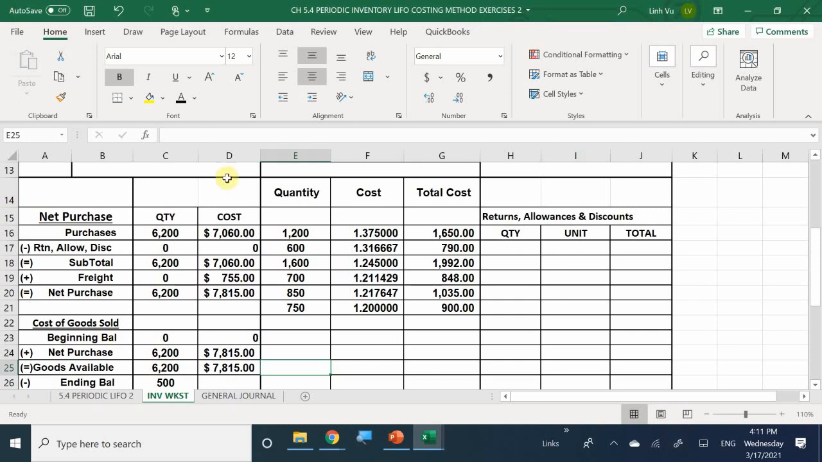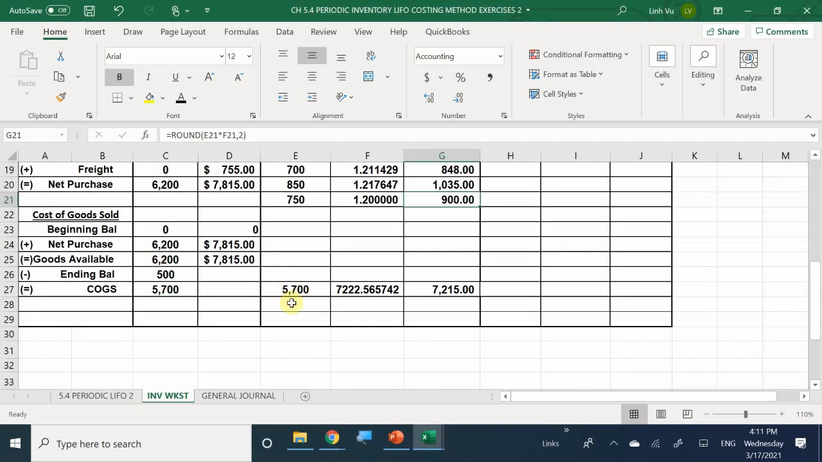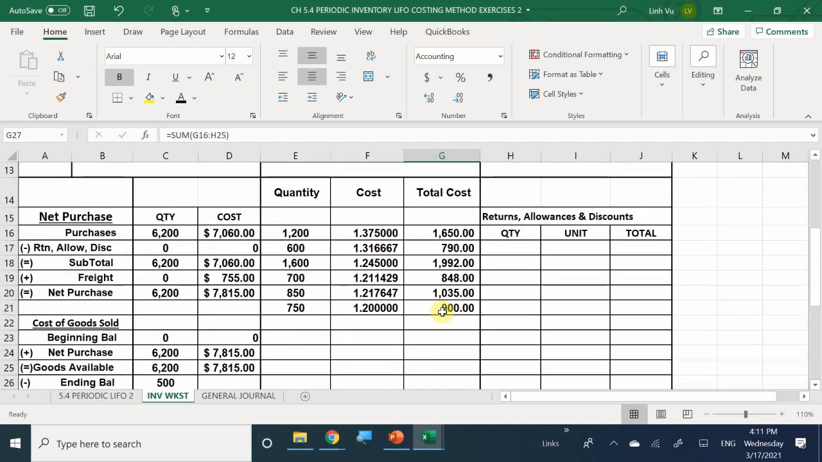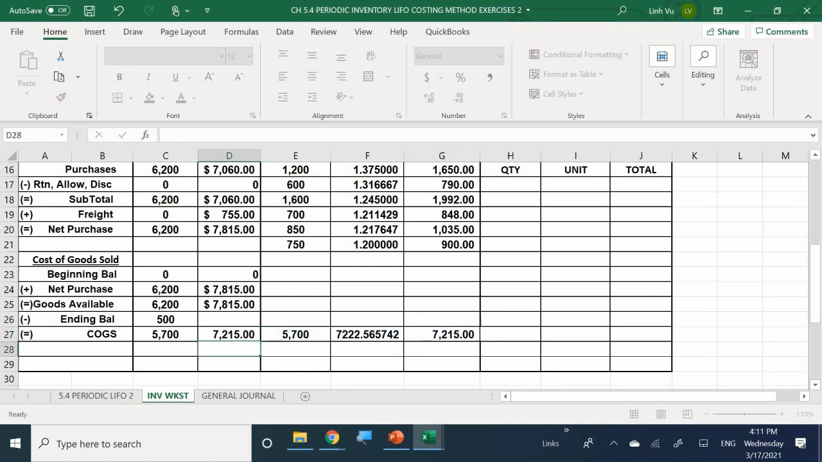Again, in this sense, we have an even number of pennies here, so it rounded automatically for me without me having to punch in that formula. So here I am. I solved that. I needed 750 items out of my 1250. So now I have a total of 5,700 items at a grand total of $7,215 even. So here that is my cost of goods sold, right? I'm just going to bring it over and self-reference it. So now, how do I solve for my ending inventory?